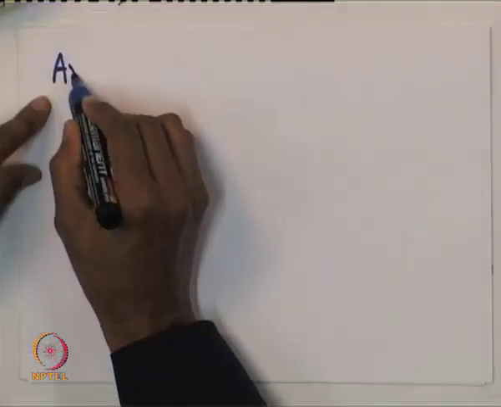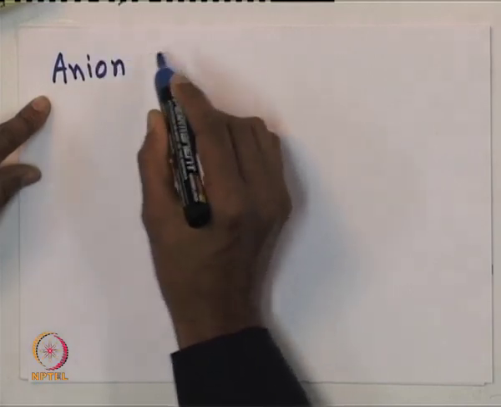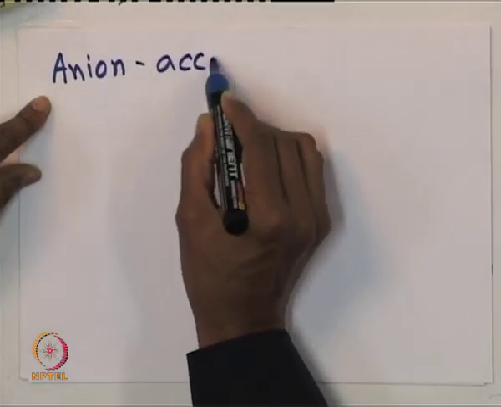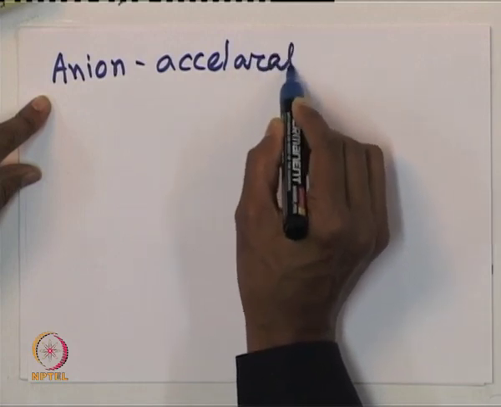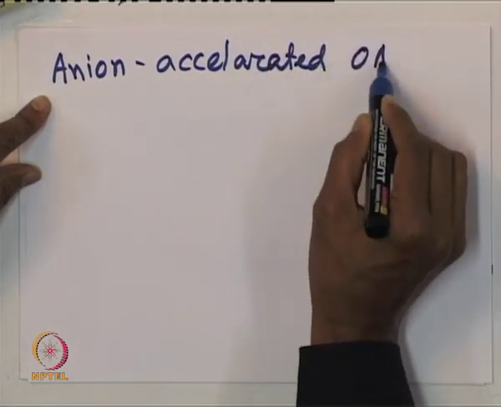So, this is what we are going to discuss next, and that is what is called anion accelerated oxidative addition. It is a part of oxidative addition. It is called anion accelerated oxidative addition.